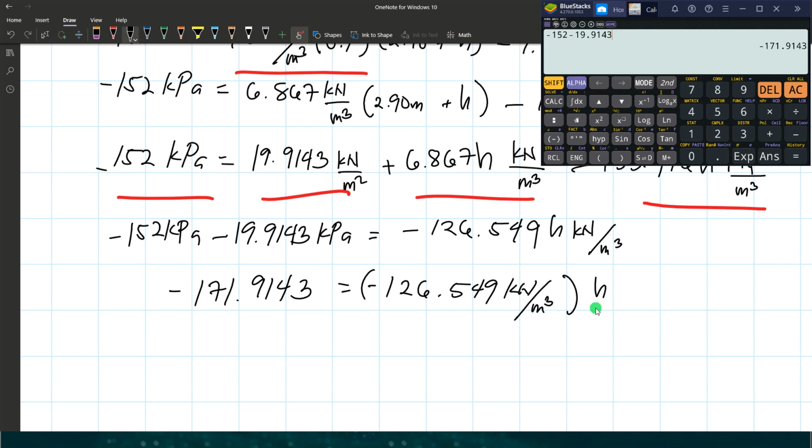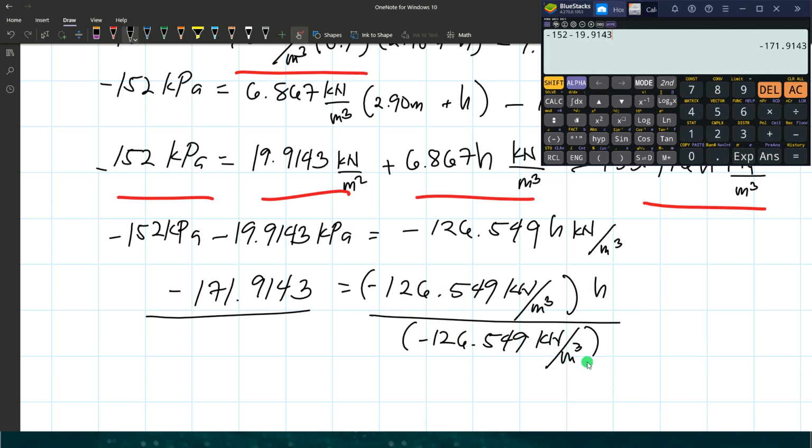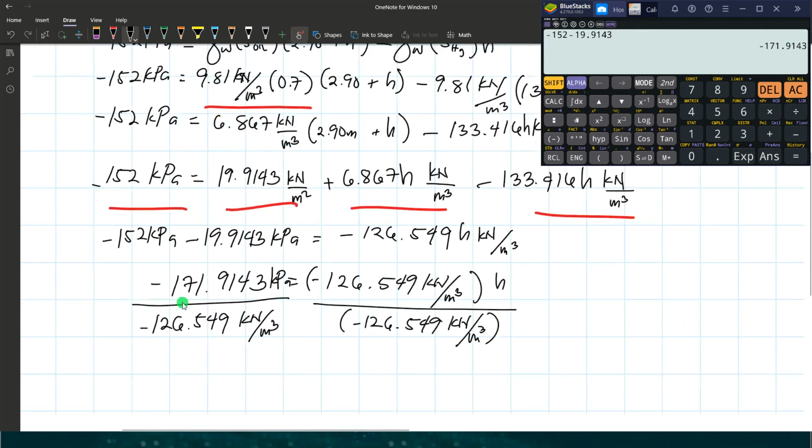So to determine H, divide both sides by its coefficient, which is negative 126.549, which is kilonewtons per cubic meter. So this is in kilopascal. Kilopascal is kilonewtons per square meter. So negative 126.549 kilonewtons per cubic meters, so this will be cancelled out. We will have an answer that is positive.